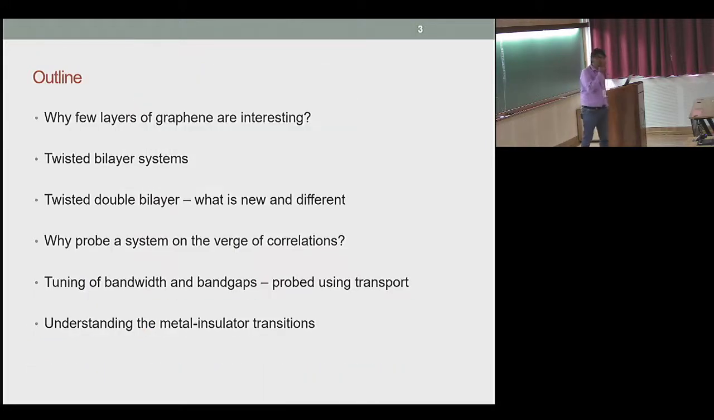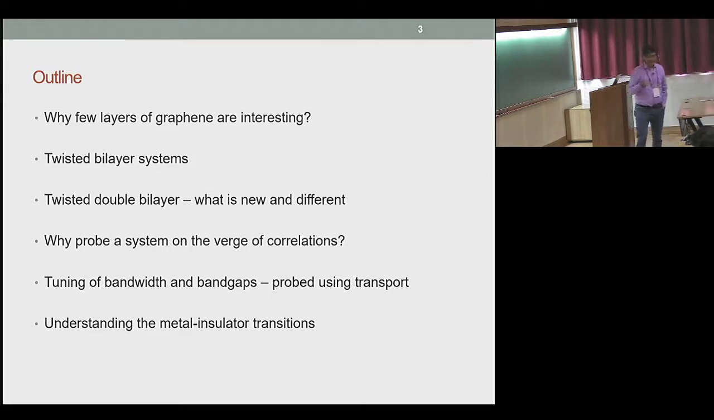Okay, so this is my outline for my talk. I'm going to give you a broad introduction on why few layers of graphene are interesting. This is an area that we have been working on for the last several years. Then I'll go to the twisted bilayer system and briefly review. I won't spend a lot of time on it.